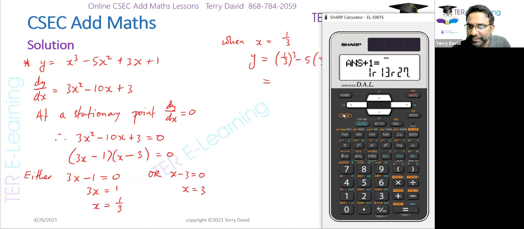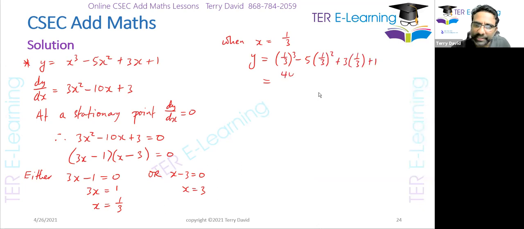So I'm getting this answer here, but I'm going to write it as 40/27. So this coordinate here is going to be 1/3, 40/27, right? That's one of my stationary points. The next thing, we need to find the second stationary point.